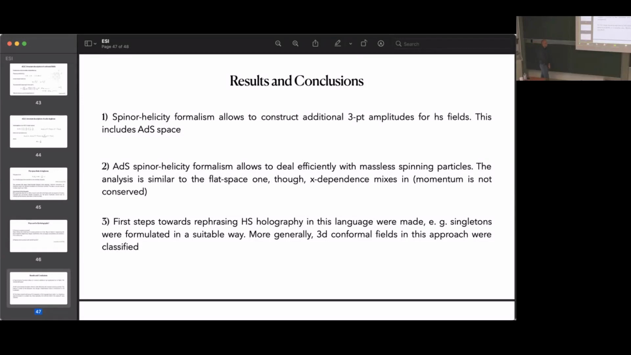Okay, so let me just start from results that I want to highlight. Using spinor-helicity formalism, one can construct additional 3-point amplitudes in flat space and in AdS in 4D, which implies that also you can construct additional correlators of conserved currents in CFT3. Then spinor-helicity formalism allows to compute amplitudes efficiently in AdS4 as well. The difference with flat space is that you get some mixtures of x dependence because momentum is not conserved. But conceptually it remains the same, the spinor algebra remains the same. And we were doing some first steps towards rephrasing holography in this language. In particular, singletons were reformulated in a suitable way, and moreover, classification of all 3D conformal fields was obtained.